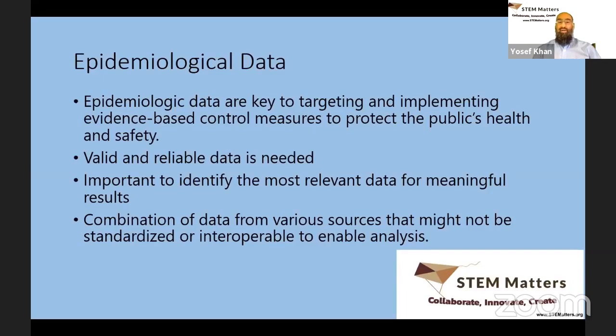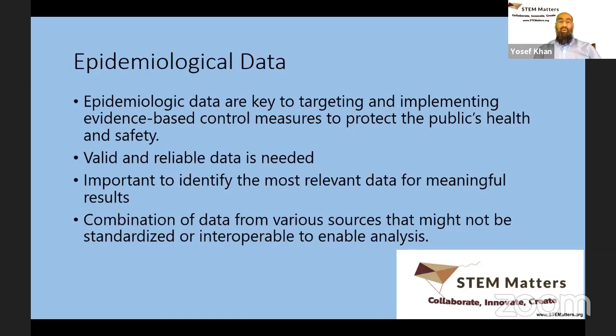And so a key component of epidemiological studies is data. Data is fundamental to targeting and implementing evidence-based control measures to protect the public health and their safety. Within epidemiology and public health, we are focused on finding reliable, valid data. We want to make sure that the data that we have is the most relevant data for meaningful purpose and getting the meaningful results that we want.